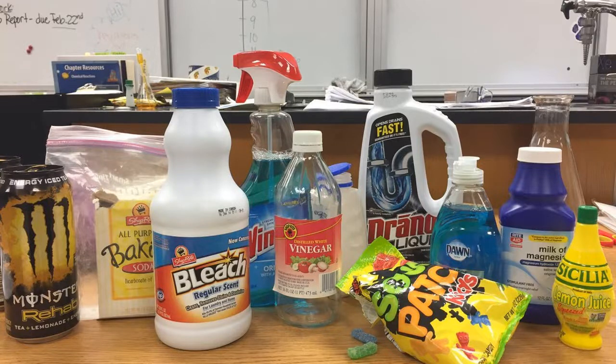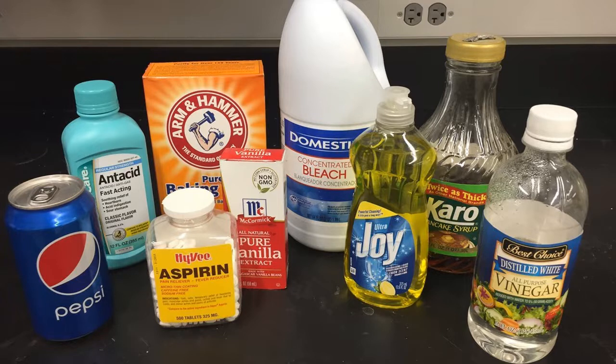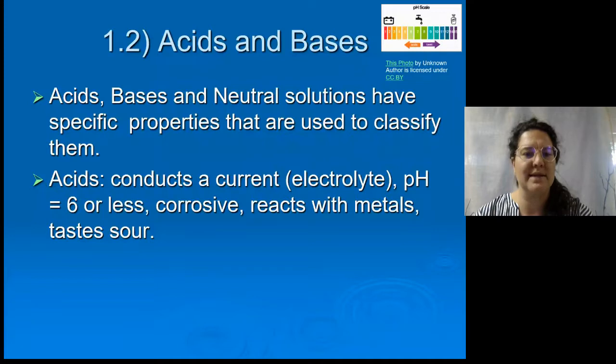Acids and bases are chemicals that aren't only found in a science lab. There are many different acids and bases that we can find in our household products. This lesson is on acids and bases.